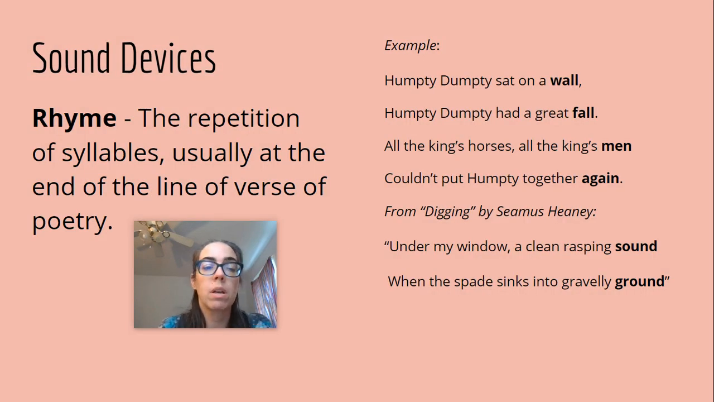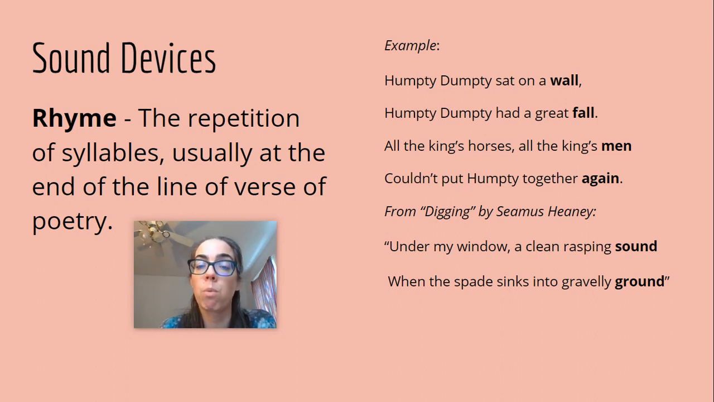And rhyme. That means the repetition of syllables at the end of a line of poetry. So, when we look at traditional forms of poetry, and some modern, but a lot of traditional forms of poetry, we have a rhyme scheme. And here we've got one of the most basic ones.